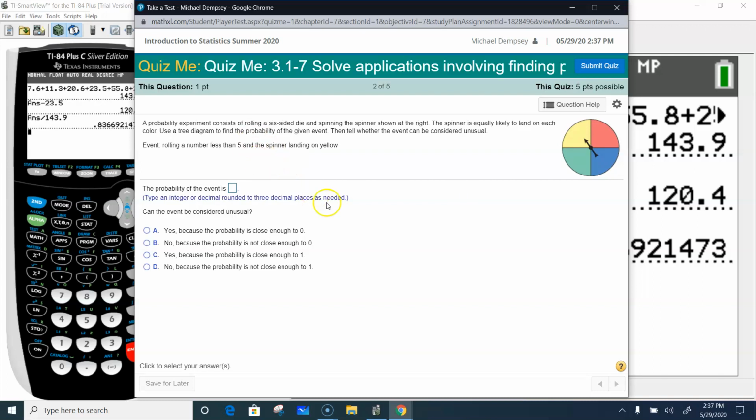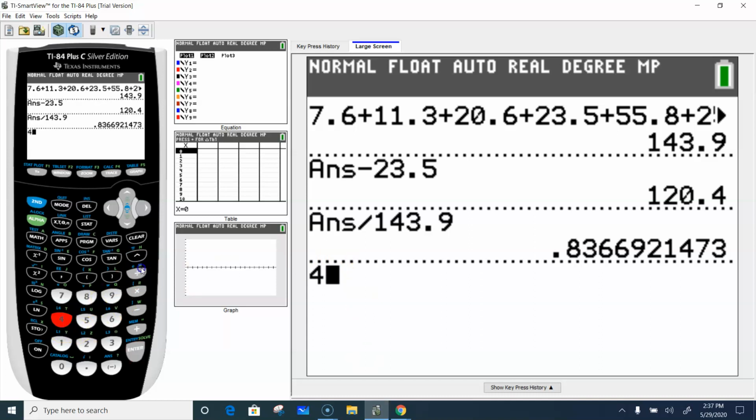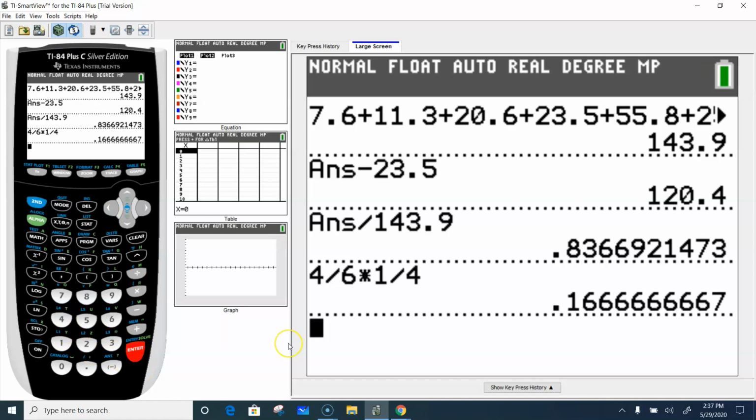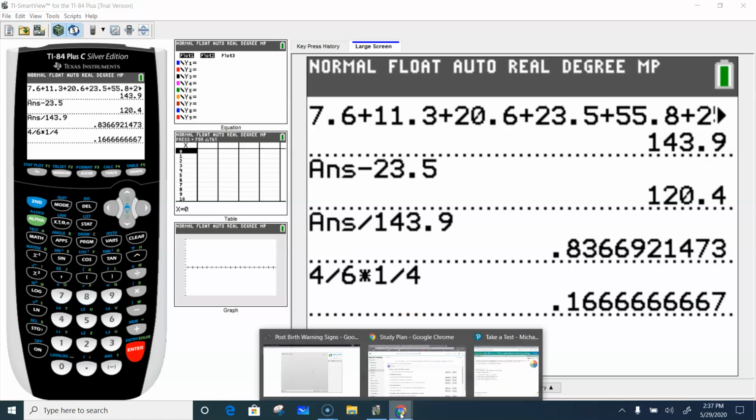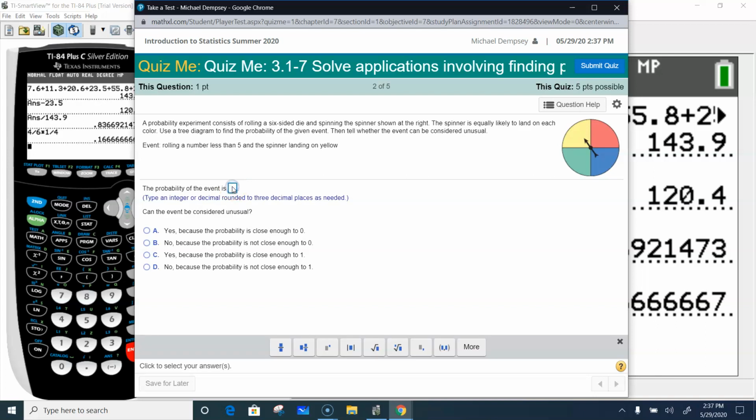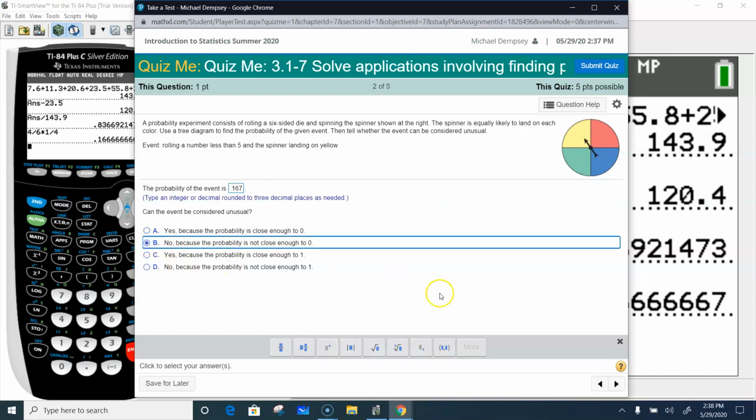When we see the word "and" here, that means we're going to multiply. So rather than drawing out the tree diagram, I think we can just multiply this. The probability that we land on yellow is 1/4. There's 1 out of 4 blocks that are yellow in there. So we're going to take 4/6 or 2/3 and multiply it by 1/4. So I had 4 divided by 6. That's the probability of rolling a number less than 5. And then I want to multiply that by 1 divided by 4. Since multiplication is commutative, that will work. So I get 0.167 if we're still doing 3 decimal places. And this is not unusual because it's not close enough to 0. Generally, we would want something to be less than 0.05 to consider unusual.